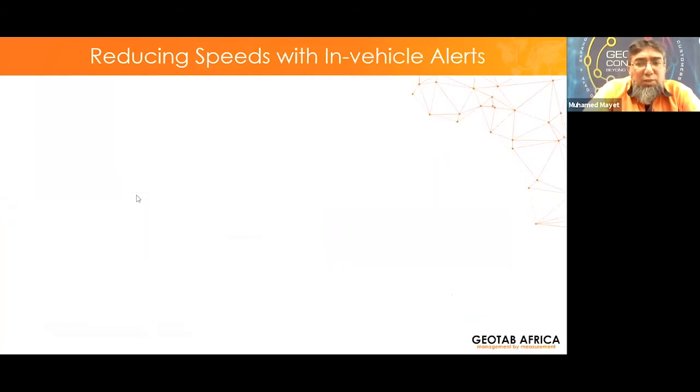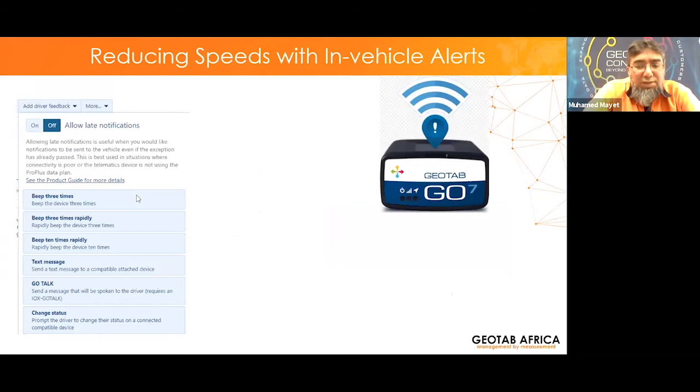Reducing speeds with in-vehicle alerts. Many times users at the office are aware of the violations broken. However, the driver is not governed, thus he continues to break those rules. In order that the driver also is aware that he's breaking the rules, in My Geotab, you have the option that when he breaks the rules in the vehicle, there will be audible beeps. And you can set up these beeps according to what speed rules he's broken.